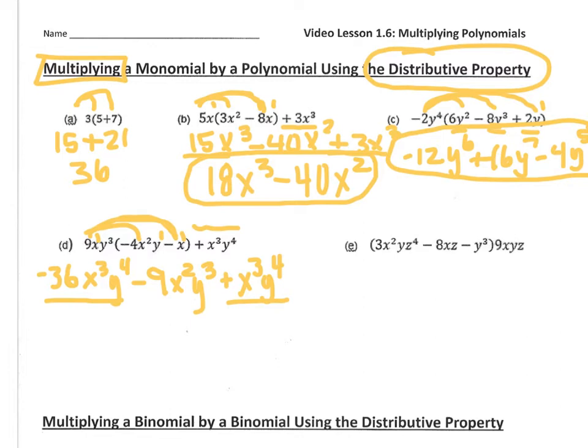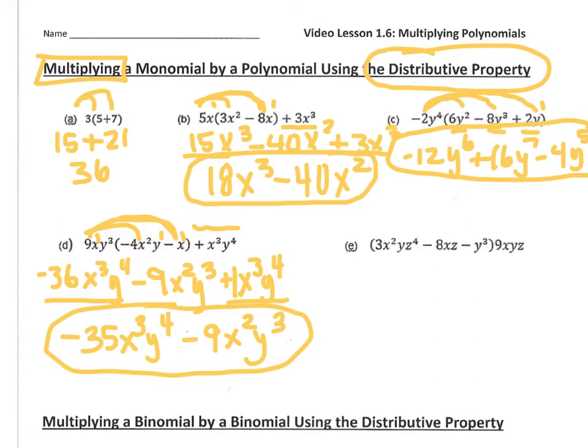So we combine them. Negative 36x to the third, y to the fourth, plus 1x to the third y to the fourth gives you negative 35x to the third y to the fourth. And then you have a minus 9x squared y to the third hanging off the end. Can't do any more combining, so you're done.